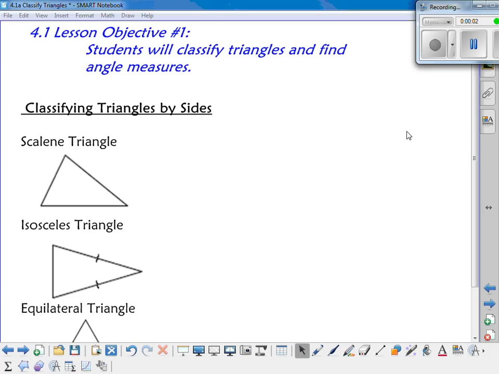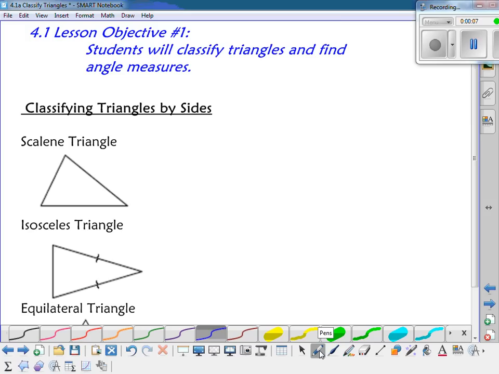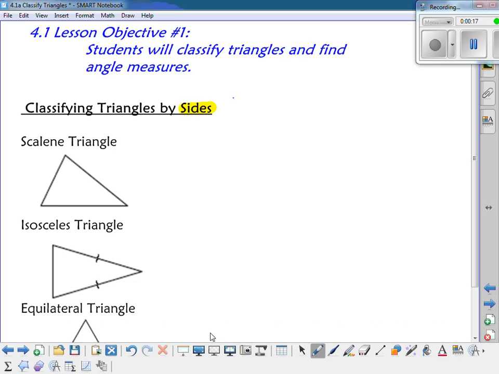Today's lesson objective: students will classify triangles and find angle measures. So there are two ways that we can classify triangles. We can classify them based on their sides, and we can classify them based on their angles. So first, looking at how we would classify based on sides, the question you want to ask yourself is how many sides are congruent?